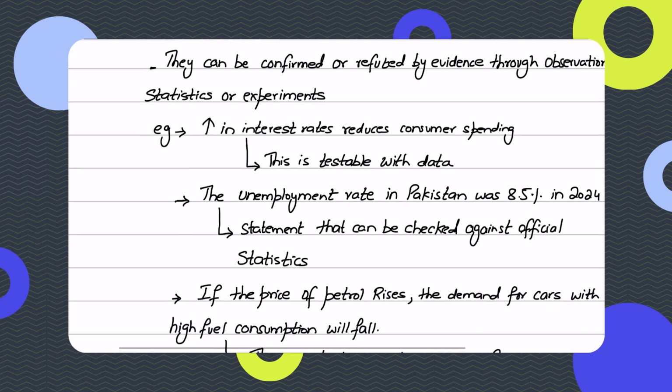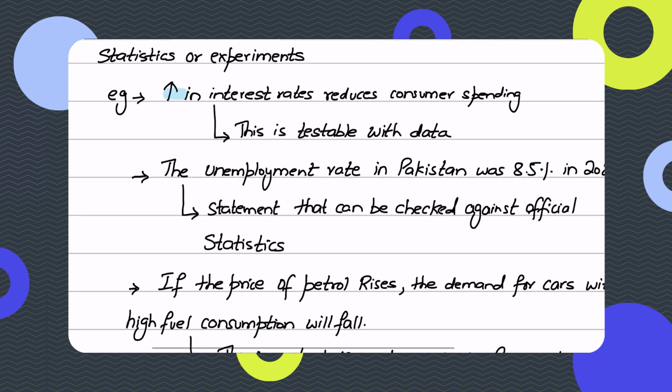For example, if we look at the statement that an increase in interest rates reduces consumer spending, we can actually observe and look at past data to see whether this happens or not, whether it reduces consumer spending or not. So it's testable with data.